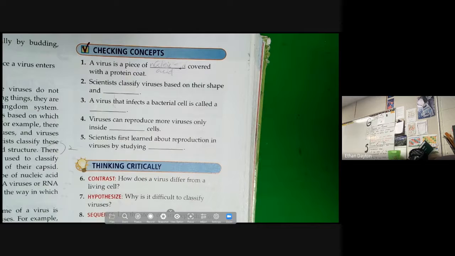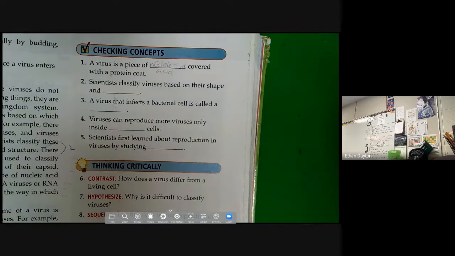They don't have organelles. They don't eat food. They don't create waste, right? They don't produce food. They can't reproduce on their own. They need to infect a living cell. Okay, so any of those things there would be acceptable.